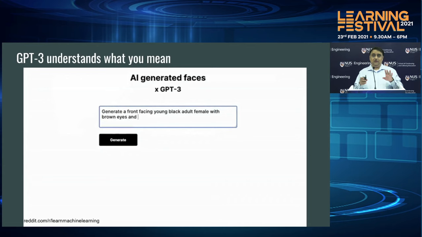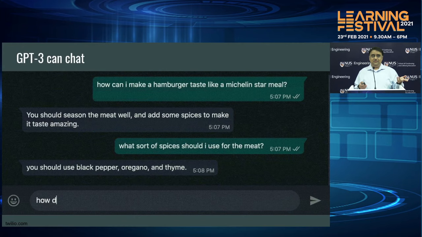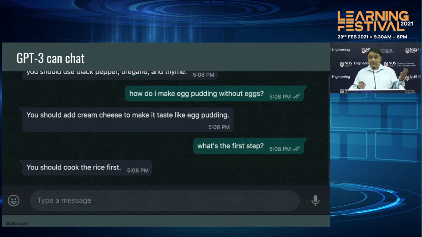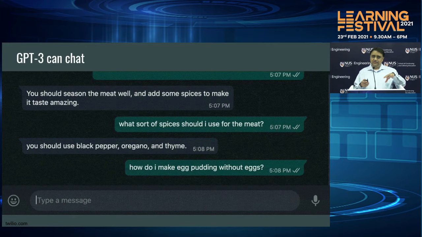GPT-3 can also chat. Someone built a chatbot, a WhatsApp chatbot, but it's GPT-3 on the back end. It's not a human being. And look, you can actually interact with it. How can I make a hamburger taste like a Michelin star meal? All the responses are given by the algorithm. Again, this is just a short animated GIF, but there are many examples of chatbots.